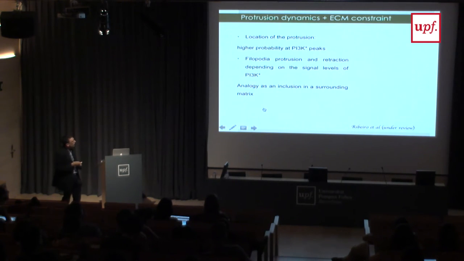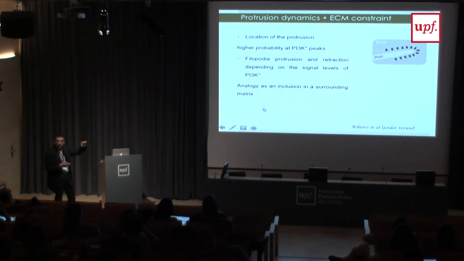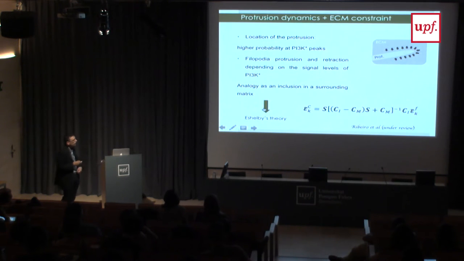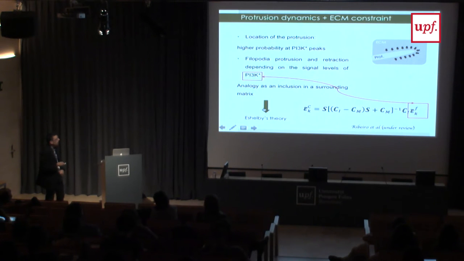So for that, we assume an analogy with a surrounding matrix, and we use the SLV theory. So when the protrusion is growing, you can see here that forces are going to appear there, regulating and constraining the growth of the protrusion. For that, we use the SLV theory, where the strain is regulated by the value of the PI3K.